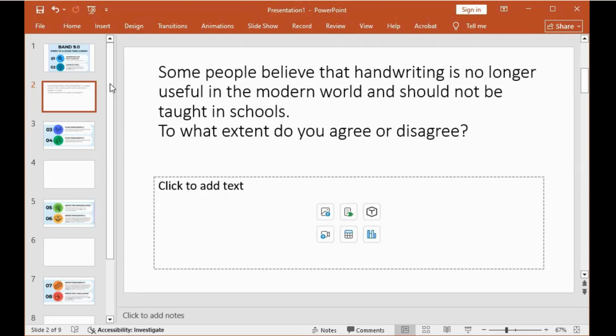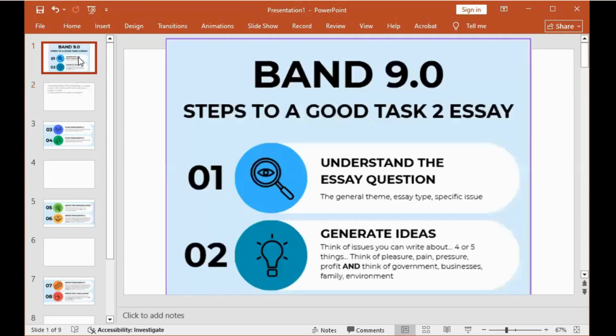So with our essay question, the first step is what? Understand the essay question. That is the first thing. You want to understand what the essay question is all about. What are they expecting me to do? If you look at what I wrote here, I wrote 2 or 3 things. Number one is the general theme.